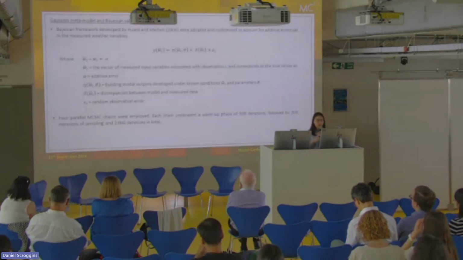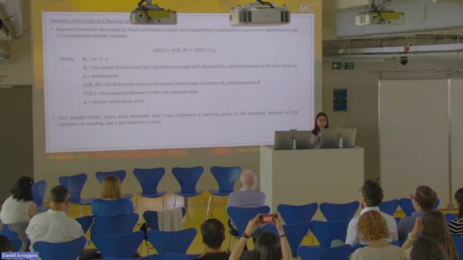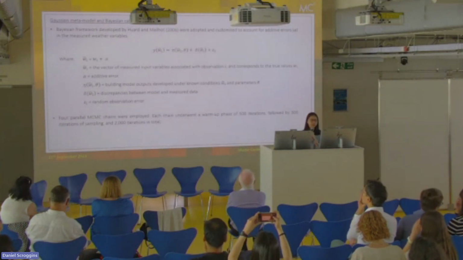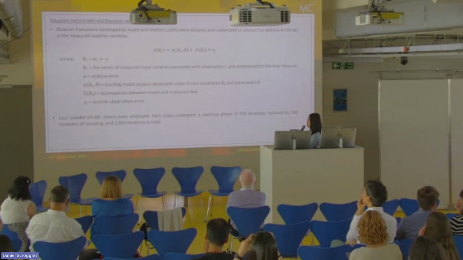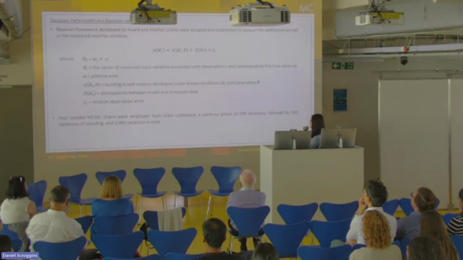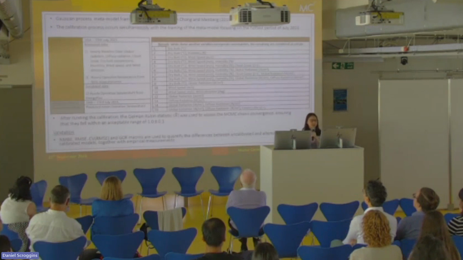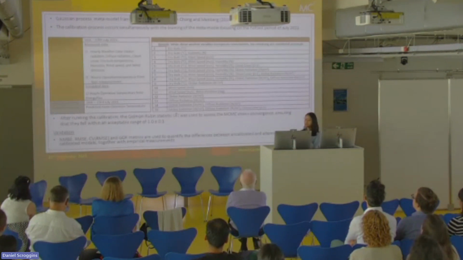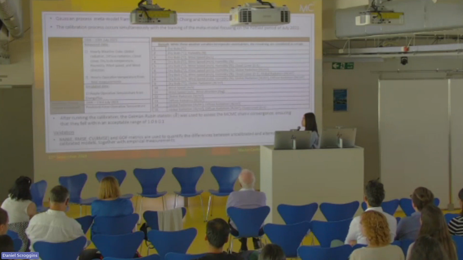Then comes the calibration approach. As a novelty of this study, it incorporates the uncertainty into measured data variables. The calibration process was done with 4 parallel chains of 500 iterations, resulting in 2,000 iterations in total. And then a Gaussian process was developed as the metamodel to reduce the computational time. And the study focused on just a week of the hottest period of July in 2021.